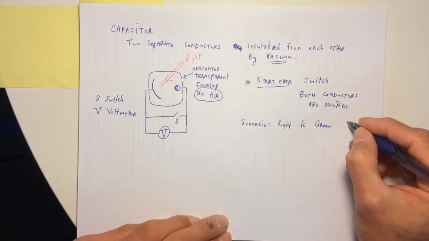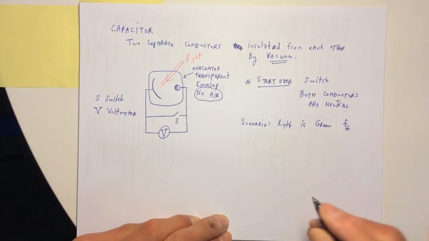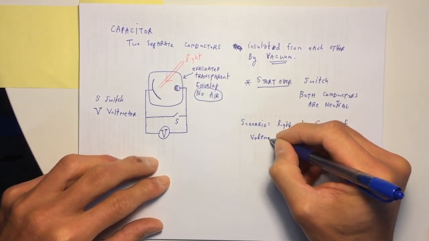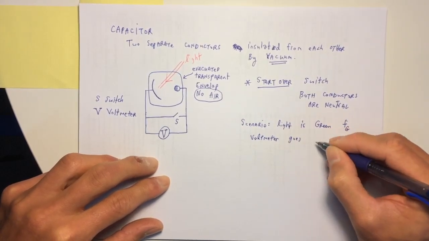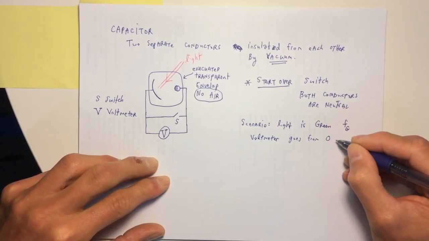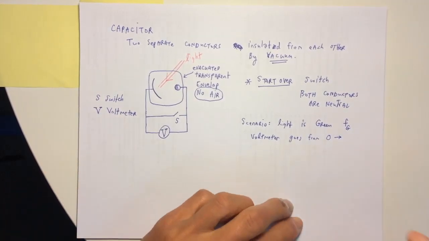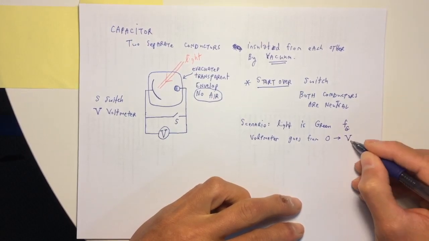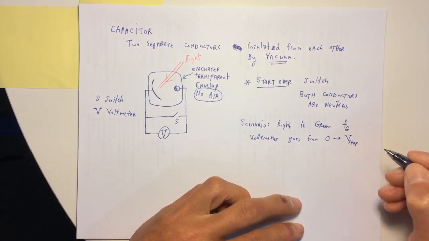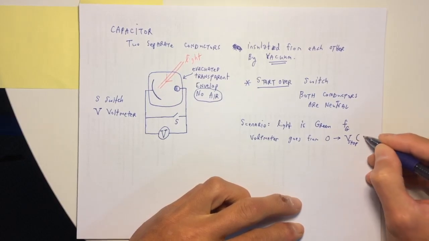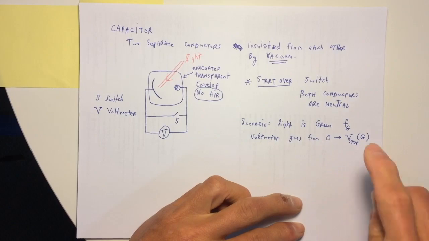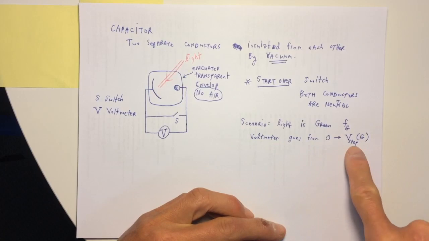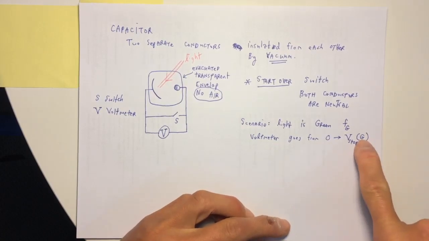So the light is green. The green light has a certain frequency, say f sub G, like this, and the voltmeter goes from zero up to some value of voltage that's referred to as the stopping voltage, but it turns out it is a function of the color of light that you use. So you'll go up to some stopping potential associated with green.